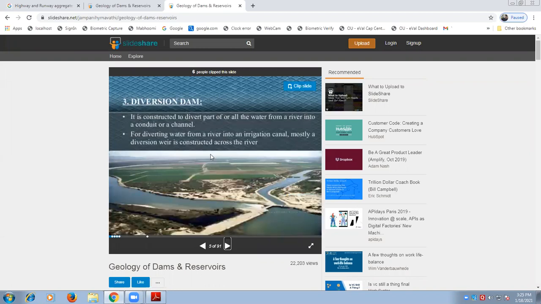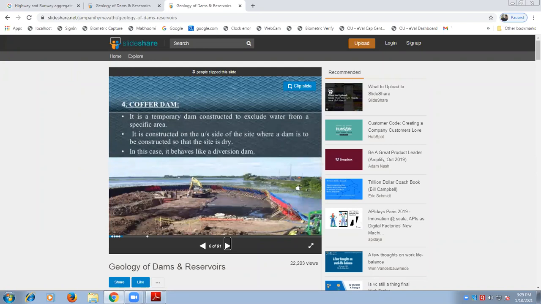Diversion dam, as the name suggests, is used to divert part of the water from the river into a channel, or it may divert the water into a canal for irrigation purposes. You have a coffer dam. It is a temporary dam to exclude water from a specific area. If there is an area which needs to be separated or excluded from water, then a coffer dam is constructed. And sometimes it would behave like a diversion dam in case it has to keep the construction site dry. Right. So these are the four types of dams.